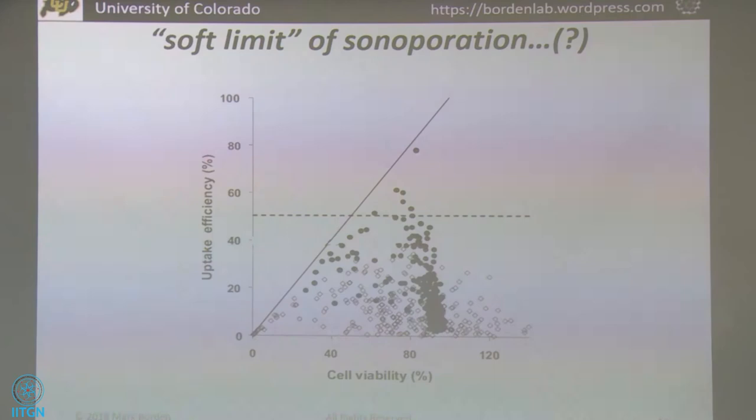If we go back and look at the total number of cells that it started with, some of those cells were killed or lysed during the procedure. So if we look at the uptake efficiency versus the total number of cells that we started with, then everything drops, and the open circles, or the open diamonds, fall below 50%. So, inefficient. That really threw down the gauntlet for us, and we wanted to take it on and see if we could beat 50%.